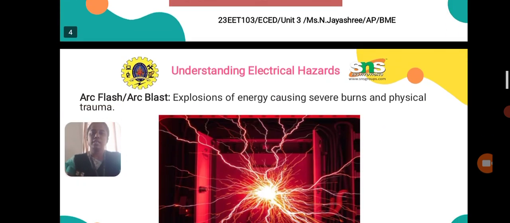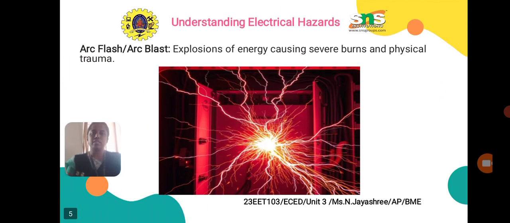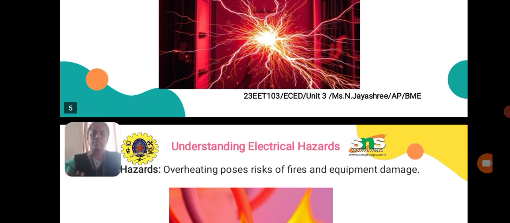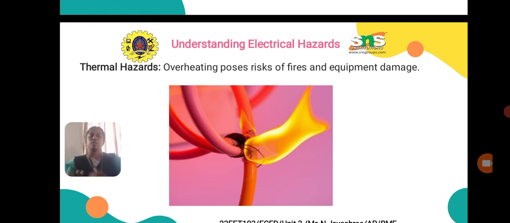Next one, an explosion of energy causes severe burns and physical trauma. This is what arc blast is. Next one, thermal hazards. If you are overheating the two wires there is a risk of fires and equipment damage. This is understanding thermal hazards and the overheating process.